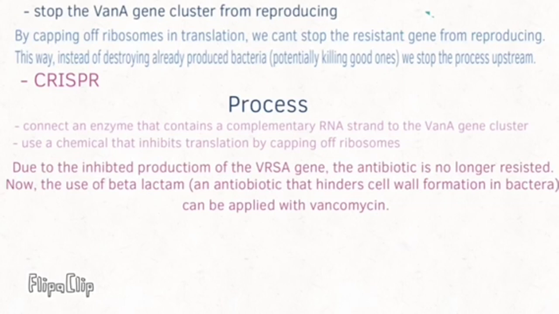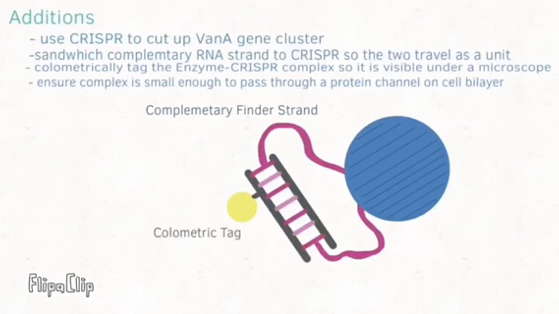The absence of beta-lactamase now allows us to include beta-lactam in vancomycin, so we can hinder cell wall formation in bad bacteria staph infection cells. By using CRISPR, we can cut up the VAN-A gene cluster. By sandwiching the complementary RNA locator strand to CRISPR, we can ensure that they travel as a unit throughout the cell. By colorimetrically tagging the enzyme CRISPR complex, it will be visible under a microscope as a brighter color. This way, it is easier to research our findings. Our medication is intended to use before vancomycin. Our medication stops resistant gene from forming, so the use of antibiotics will become useful again.